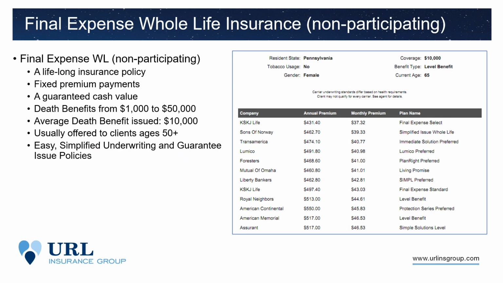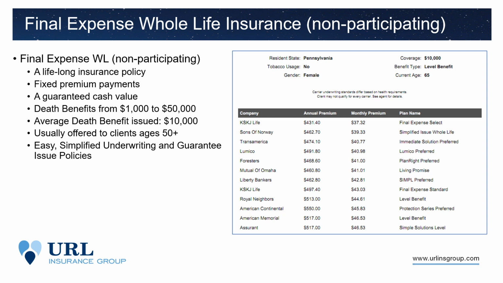Final expense whole life. These are non-participating policies. Again, it's a whole life policy, so a lifelong insurance policy, fixed premium payments, guaranteed cash value. Death benefits can range on final expense policies anywhere from $1,000 to $50,000. So these are smaller death benefits. Generally speaking, the average death benefit issued is $10,000. Usually offered to clients ages 50 and above, and most of the time, even age 60 and above. It is an easy, simplified underwriting process, as well as guaranteed issue policies.